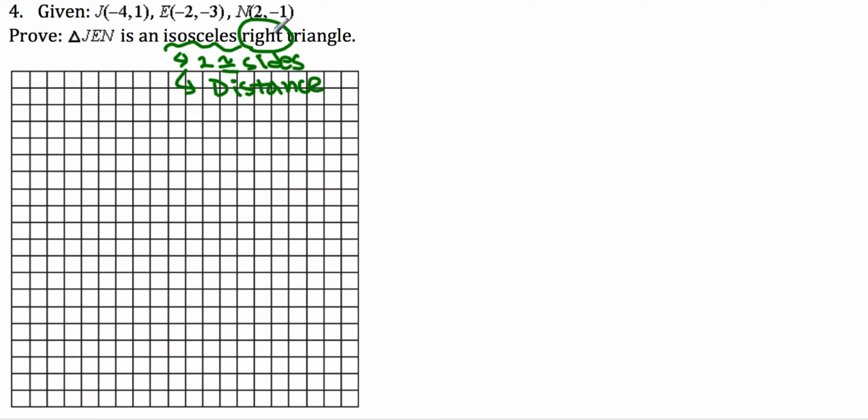How about the right angle? Right angle, we're talking about this angle. That means perpendicular. So hence, slopes have to be negative reciprocal.